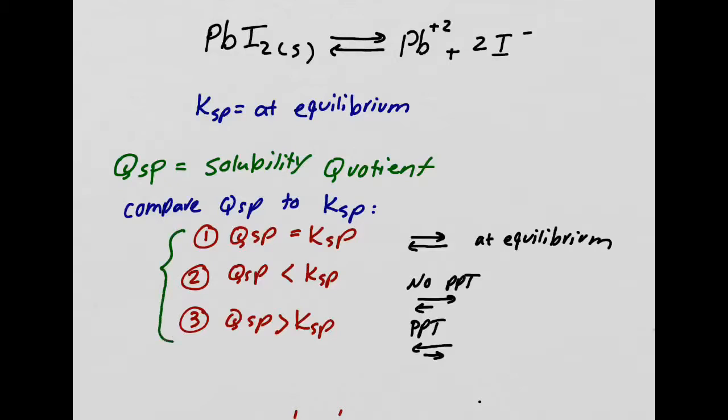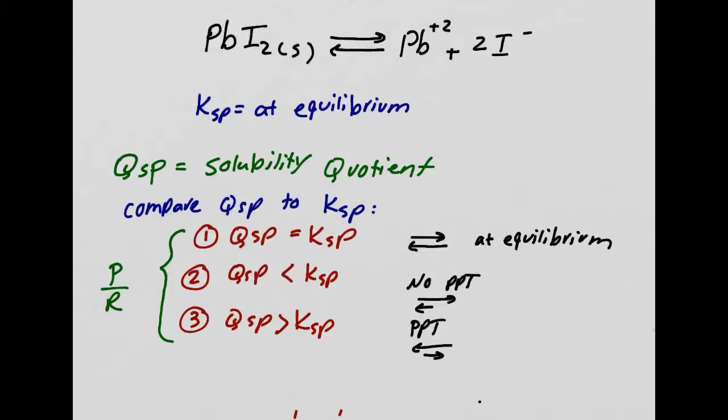Now, don't forget that these are the possibilities. But as you compare Q to Ksp, don't forget that Qsp and Ksp are product over reactant, right? So you don't really have to memorize this. Just remember it's product over reactant. So if Qsp is more than Ksp, what does that mean? You have too much of the product, right? You have to shift to the other side.